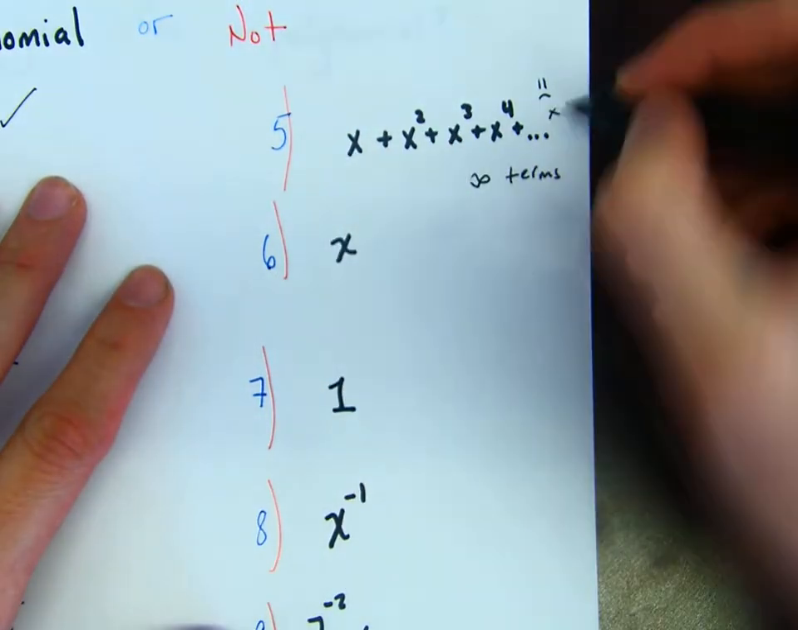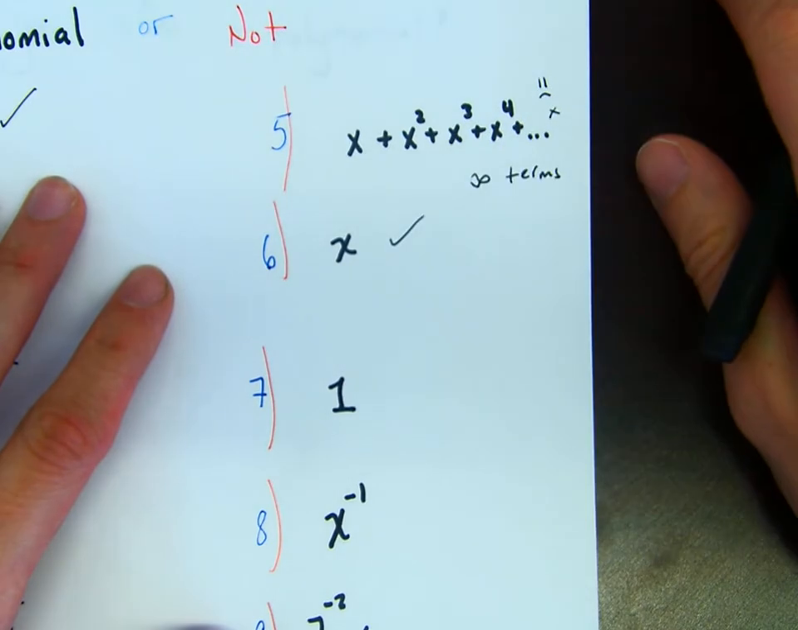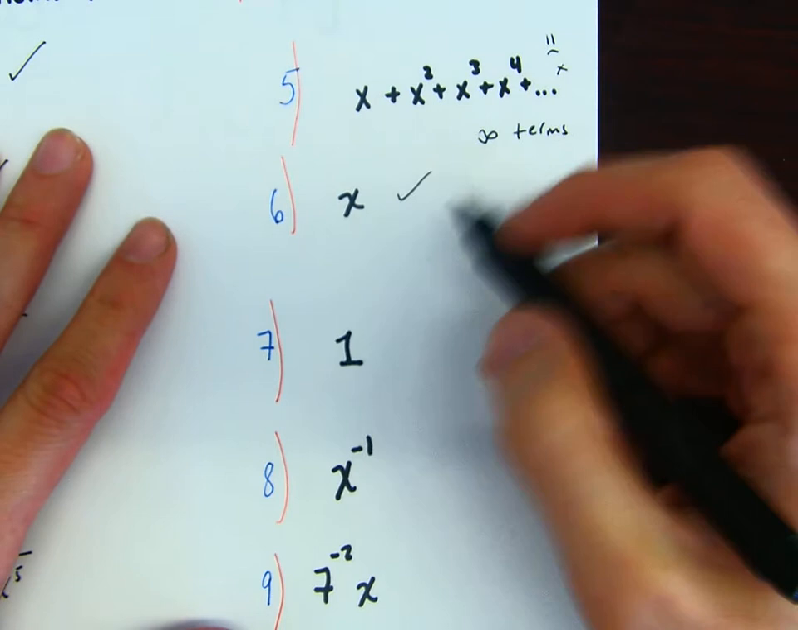Okay. What about just the variable x? This is fine. This is a polynomial, right? If I just had the number 1, this is a polynomial.